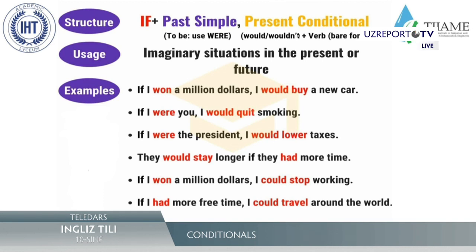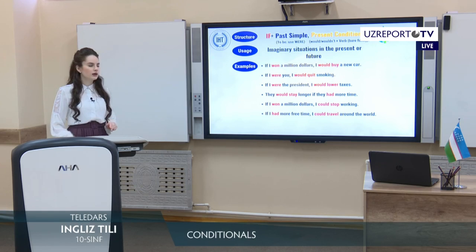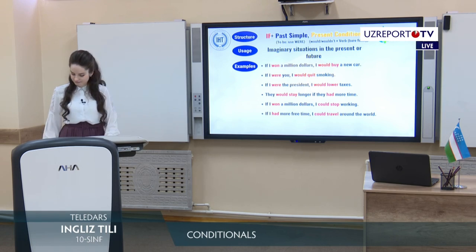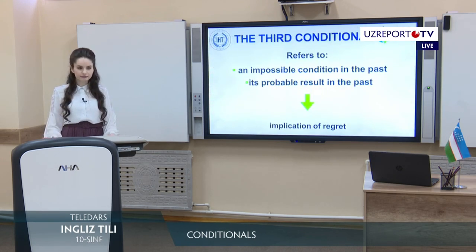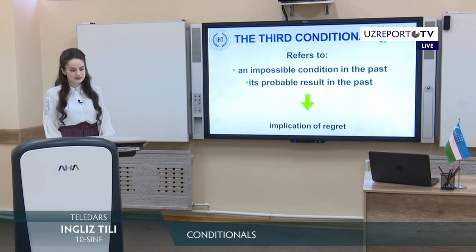So I hope that everything is clear and understandable with the second type. So again, zero is our proved facts. Well, the first type is our possible situations. The second type of conditional sentence is our 50-50 possible situation or imaginary situation. Well, now let's go to the third type of conditional sentence.